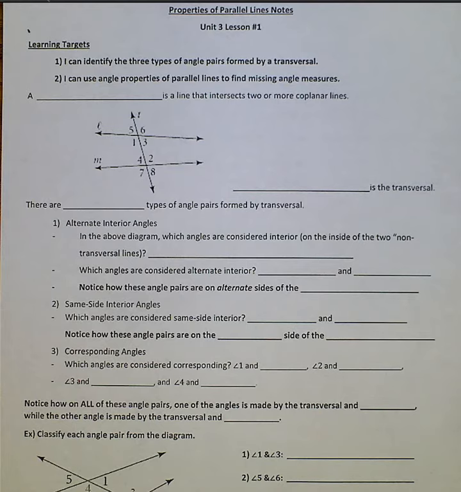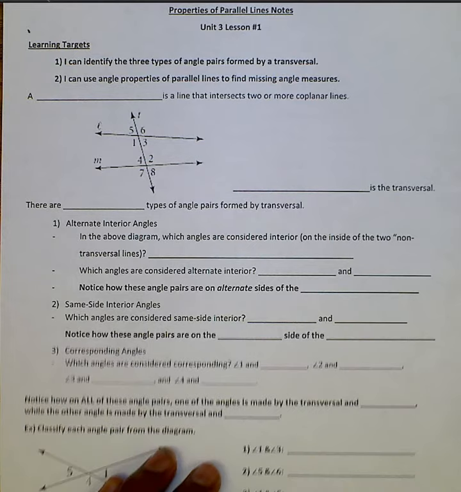Today we're going to start our third chapter, parallel lines, and we're going to start with properties of parallel lines. At the end of this video you should be able to identify the three types of angle pairs formed by a transversal, and you should be able to use angle properties of parallel lines to find missing angles.